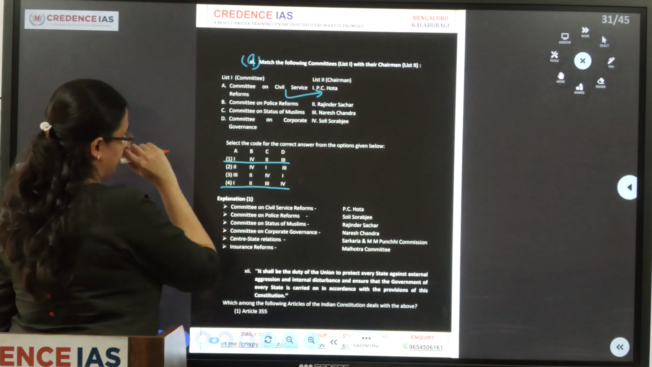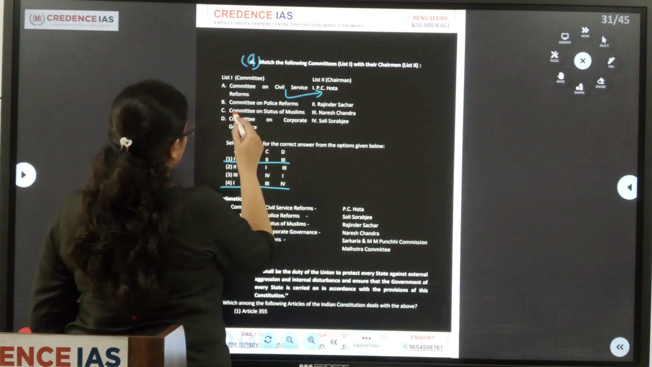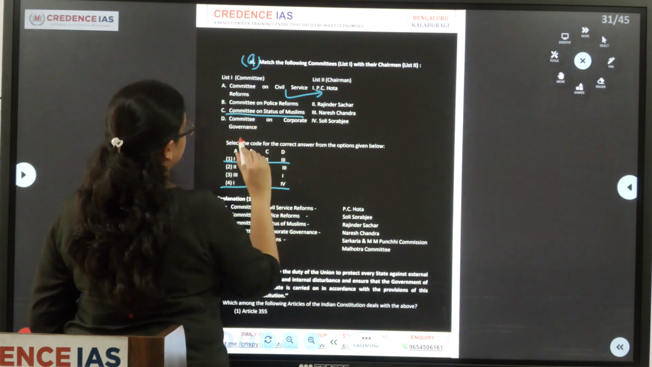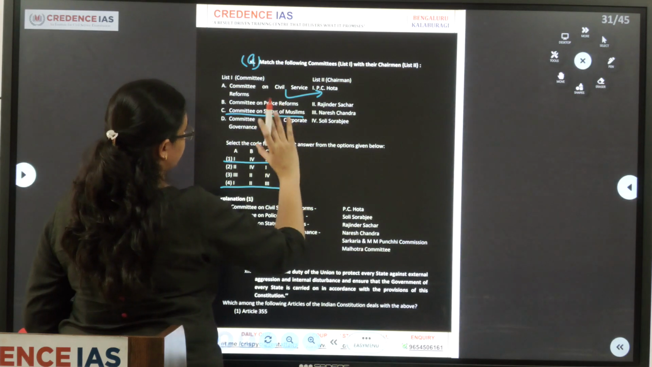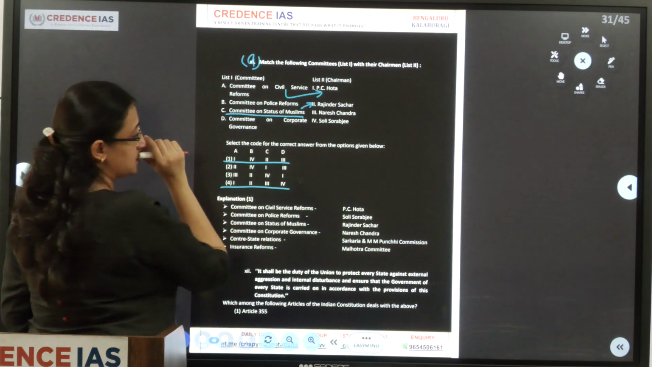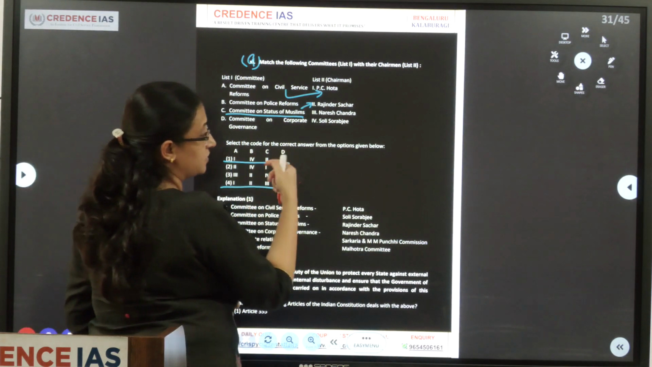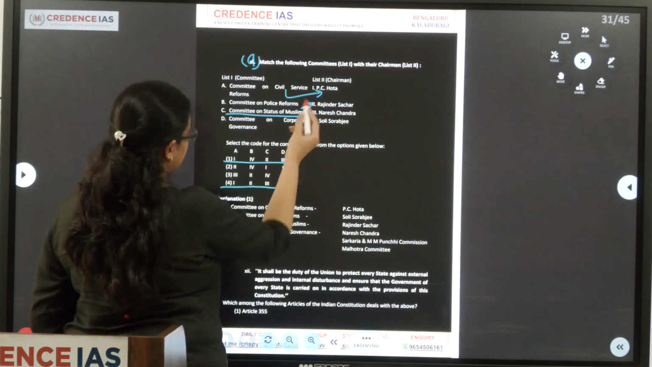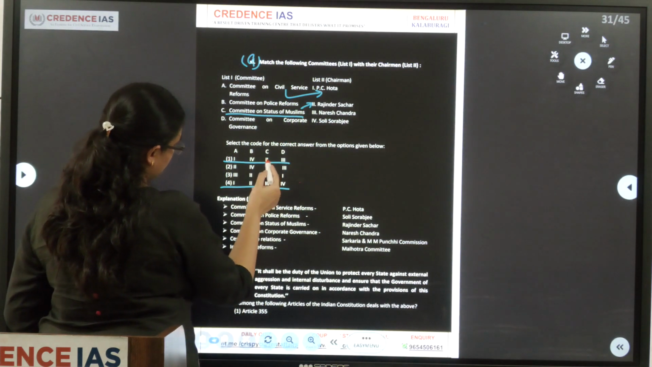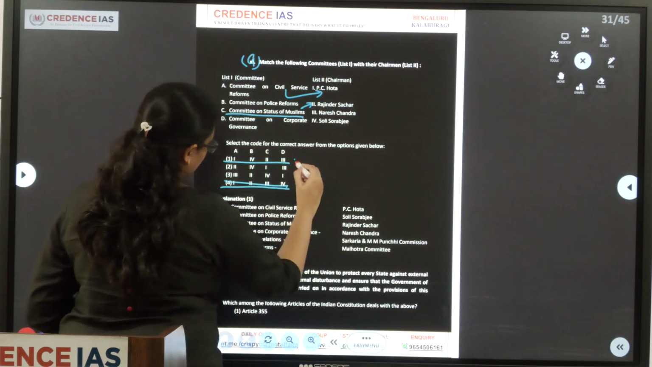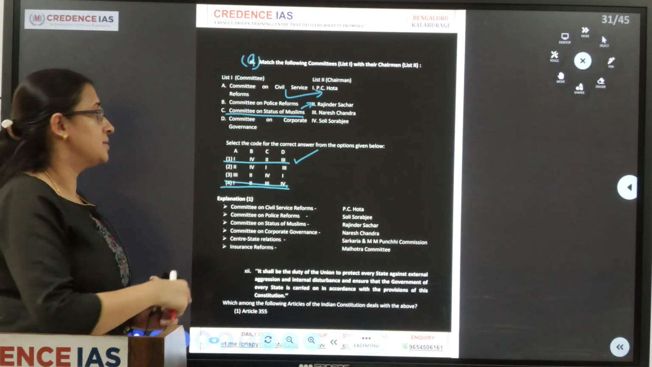this one. Now, Committee on Status of Muslims, that is the Committee on Minorities. It was one of the famous committees set up. It was headed by Rajinder Sachar. The committee itself is known as the Sachar Committee on Minorities. So that is C goes to 2. So out of these two, this is also eliminated. So we can directly take this.